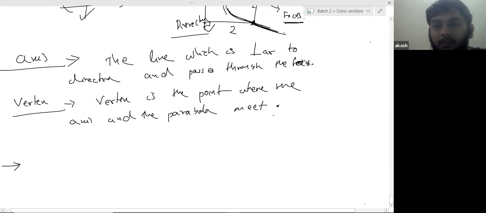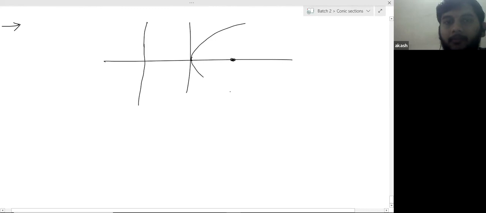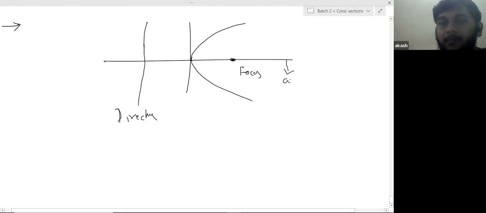All right. So what have we learned till now? A parabola is the equation or the collection of all points which are equidistant from a point and a line. So let's draw one. This is called the directrix. This is the focus. This is the axis. This is the vertex.